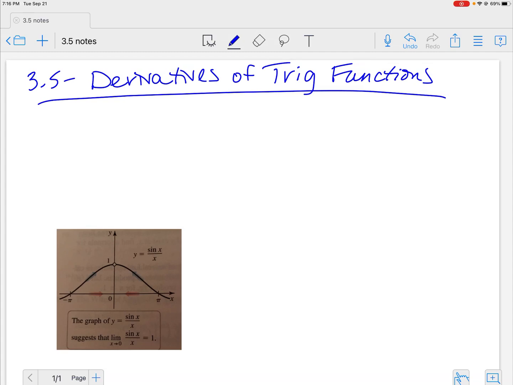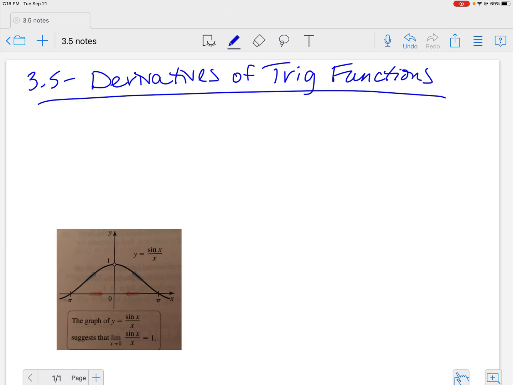I know you've been waiting so long for this, but it's here. Derivatives of trig functions. We have a whole section dedicated to trig. Oh man, talk about your best day ever. I know, and we're in it. Oh, this is so cool.